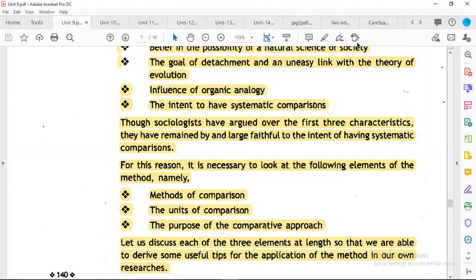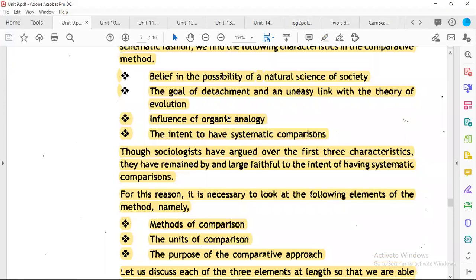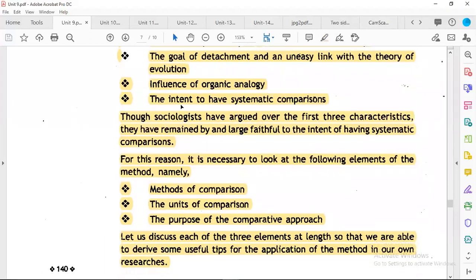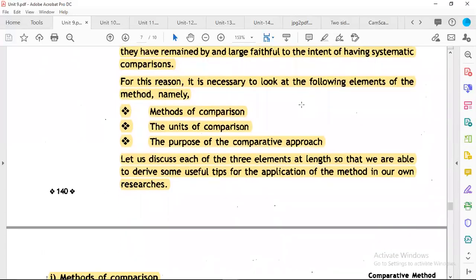Now, those lines are very important. Though sociologists have argued over the first three characteristics, they have remained by and large faithful to the intent of having systematic comparisons. So maybe there is some controversy, or some arguments regarding the first three characteristics, but every sociologist is constant in their view that the comparative method needs a systematic comparison in order to get any kind of data from society. For this reason, it is necessary to look at the following elements of the method.